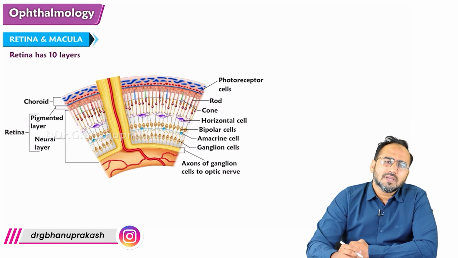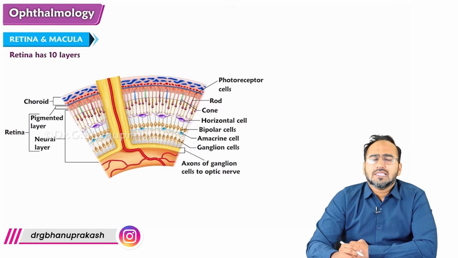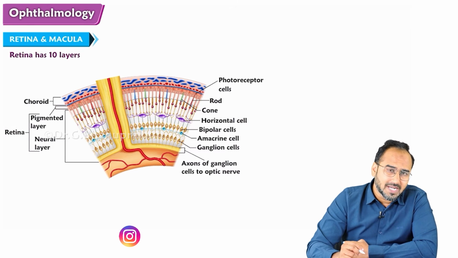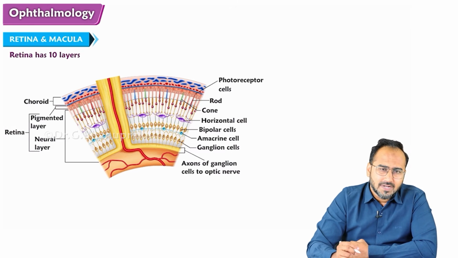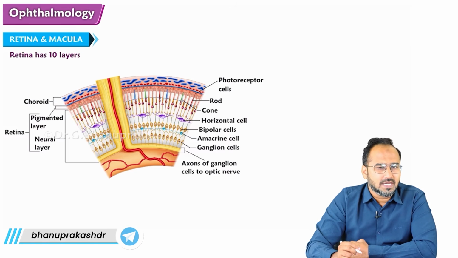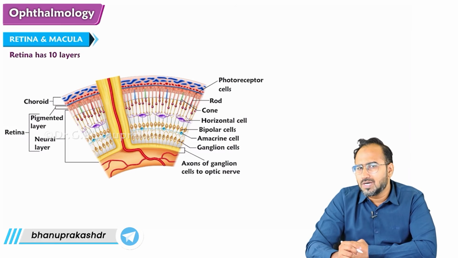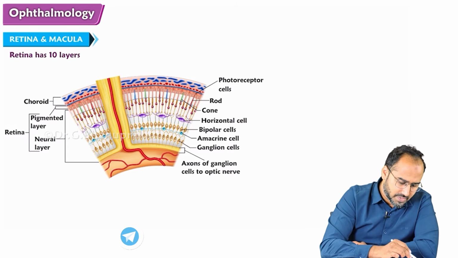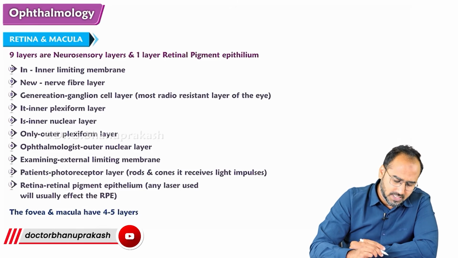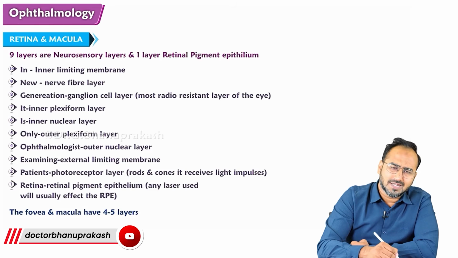Now what we need to remember about this retina is, this retina is made up of 10 layers. Retina is made up of how many layers, guys? It is made up of 10 layers. The first 9 layers are the neurosensory layer, and the 10th layer of the retina is called the retinal pigmentary epithelium, right? The first 9 layers are the neurosensory layer, and one layer is the retinal pigmentary epithelium, right? There is the inner limiting membrane.